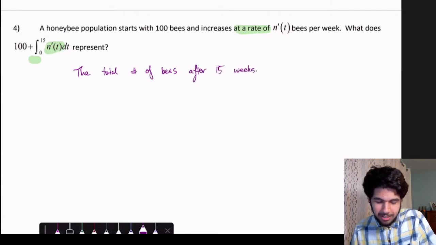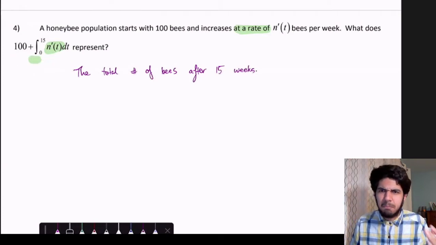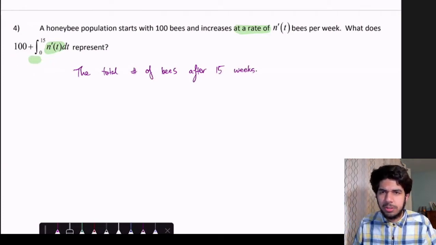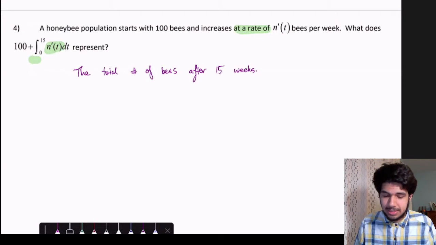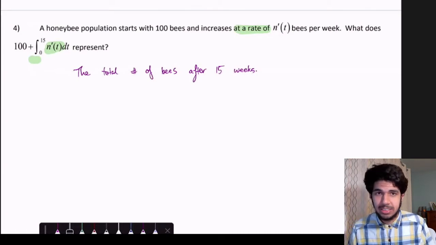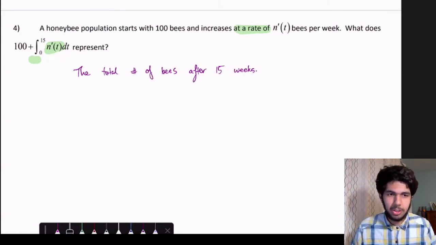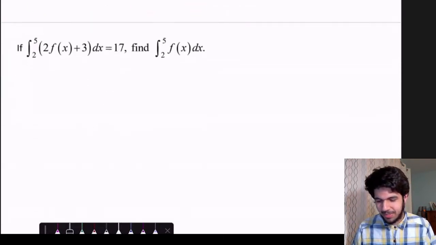So this is a much shorter problem, but being able to see this equation and parse it for what it means, that's the important skill here. So always be looking at your limits, seeing if they're constants or in terms of t, and then seeing what you're taking the integral of. That'll help you out. So we got blessed with a nice question.